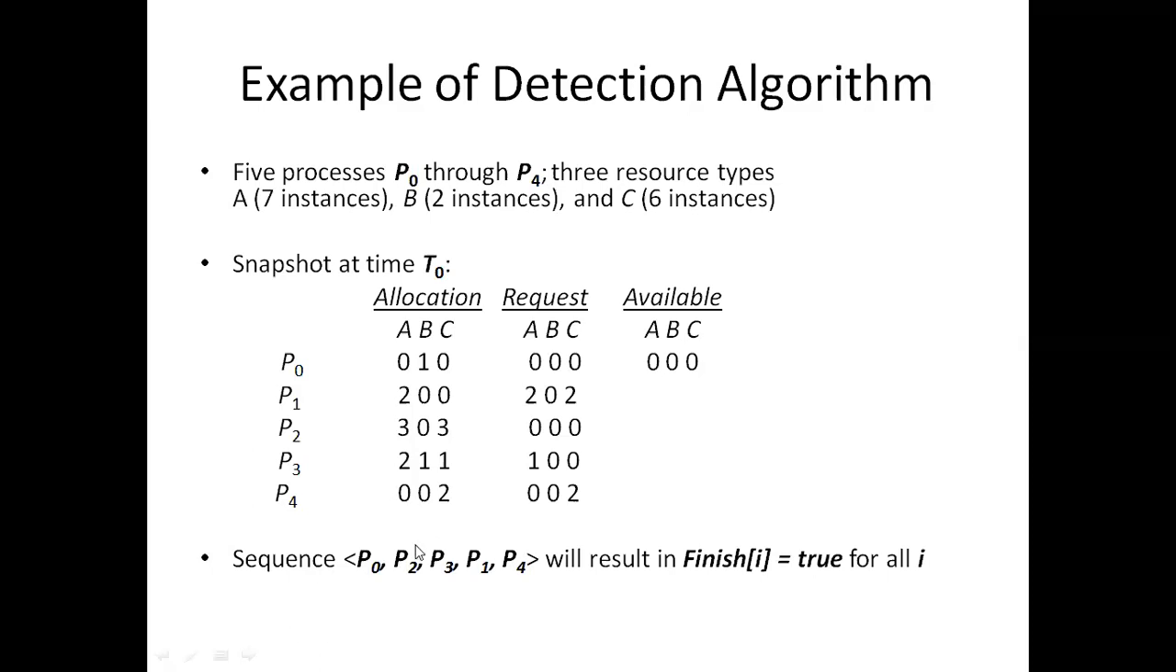If we are able to complete the process in this particular sequence, for all these processes, finish of i equals true, finish of 1, finish of 2, finish of 3, finish of 4, finish of 0 for P0. For every process, finish of i needs to be true for all i. Then the system is not in the deadlock state. If you are unable to give the resource to the process in the sequence, then automatically the system is in a deadlock state.